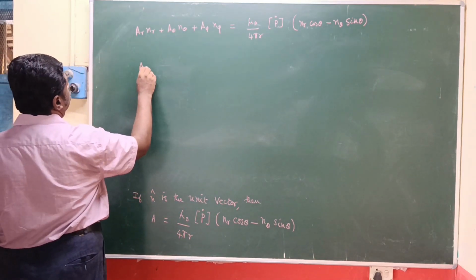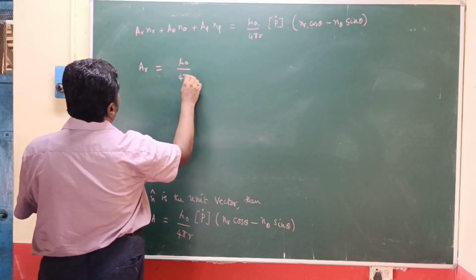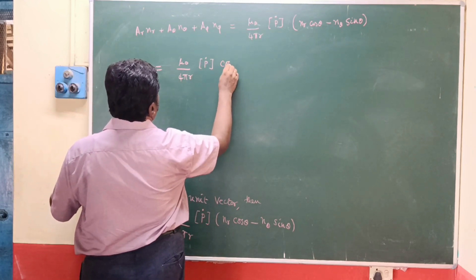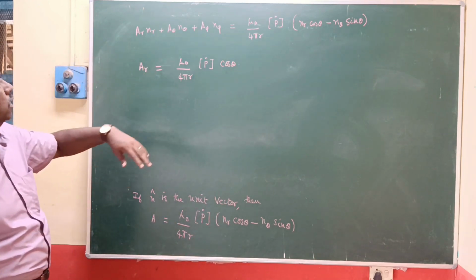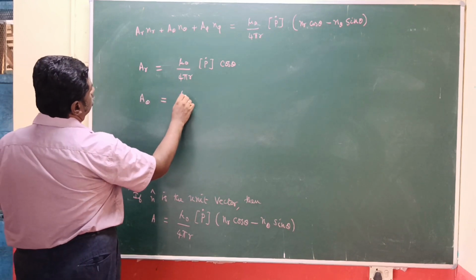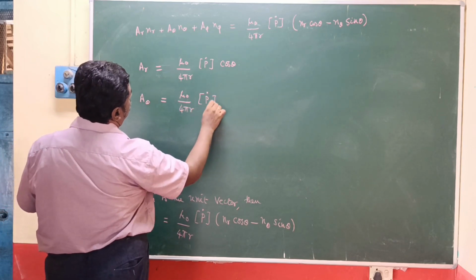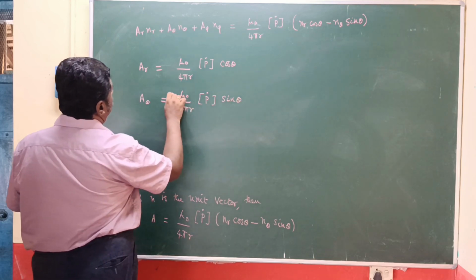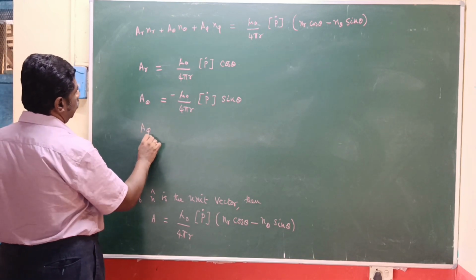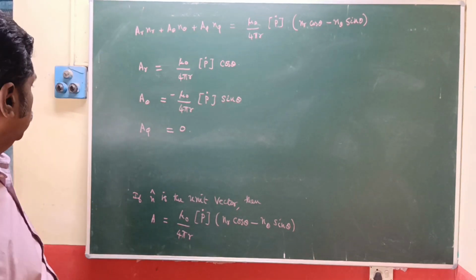From this, A_r is equal to mu naught divided by 4 pi r, P dot, inside the square bracket, into cos theta. This is the value of A_r. In the same manner, A_theta is equal to mu naught divided by 4 pi r, P dot, sin theta with a negative sign. This is the value of A_theta, and the value of A_phi is equal to 0. That's all about the vector potential.